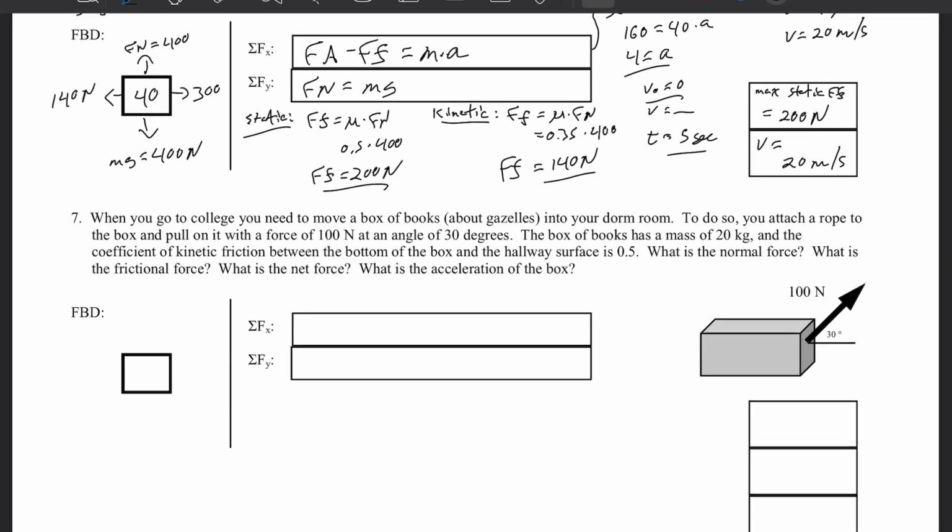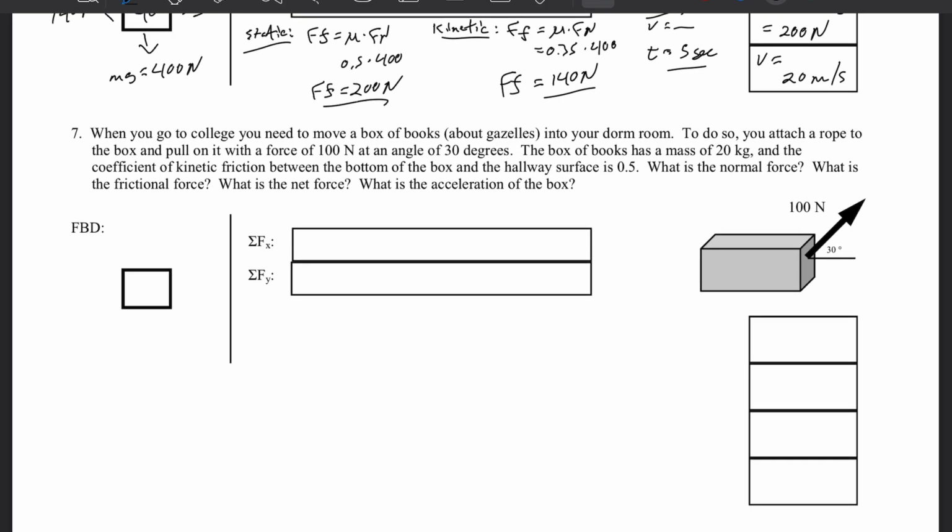Final question. When you go to college and you need to move a box of books about gazelles into your dorm room, you attach a rope to the box and pull it with a force of 100 newtons. It's going to make you very, very popular with your RA and your neighbors. At an angle of 30 degrees. The box of books has a mass of 20, so let's throw a 20 down there in the box in the free body diagram. On the right side, let's break the 100 newton force that's going up and to the right. 100 cosine 30, or 86.603, is our horizontal component of the pull. 100 sine 30, or 50, is the vertical component of our pull.